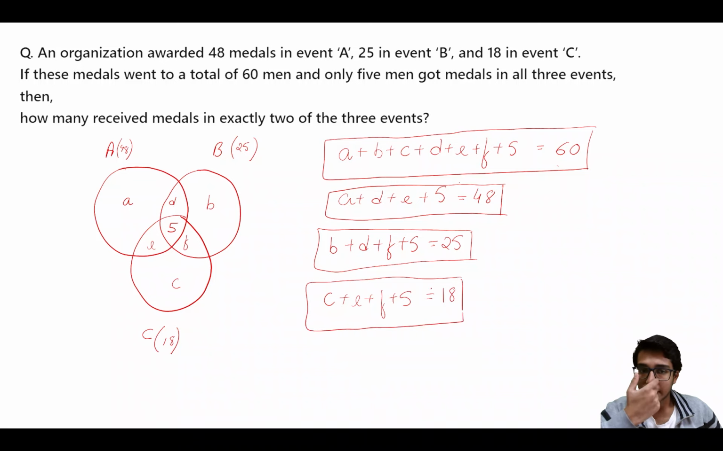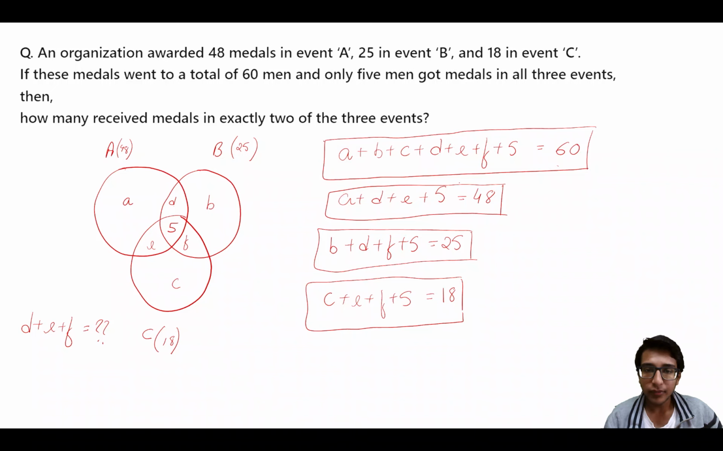Now what they've asked us to find out is how many received medals in exactly 2 of 3 events. So D received in exactly 2 of 3 events, F received and E received. So basically we need to find out D plus E plus F. Again, this does not include 5 because they have told us exactly 2 of 3 events. That means we cannot include the ones who won in all 3 events. So from here we need to find out D plus E plus F.